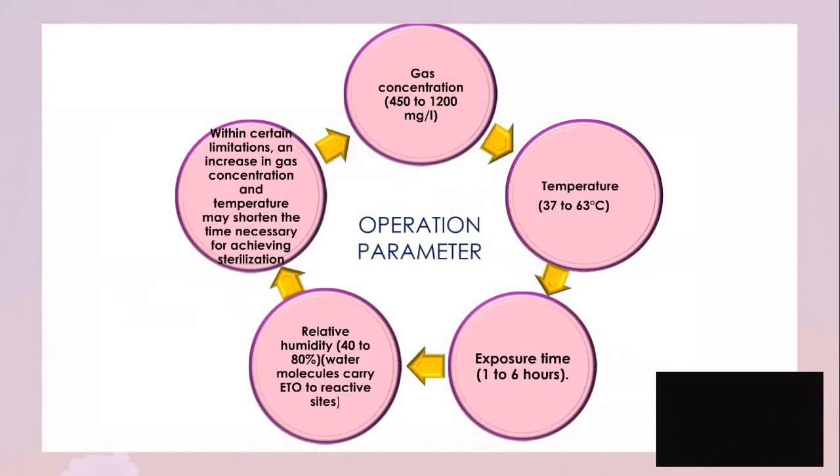These are the parameters required in order to ensure a successful reaction. Ethylene oxide needs to be under particular concentrations, temperature, exposure time, and humidity, and within certain limitations, an increase in gas concentration and temperature may shorten the time necessary for achieving sterilization.